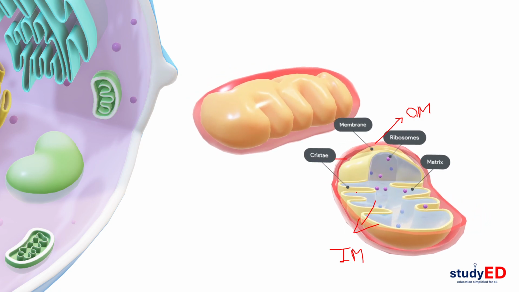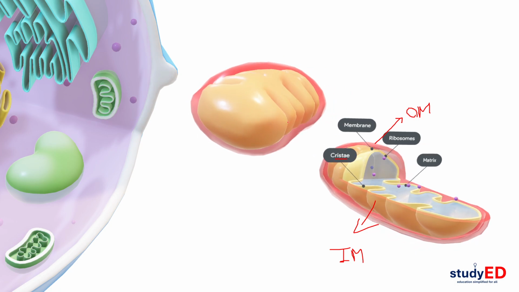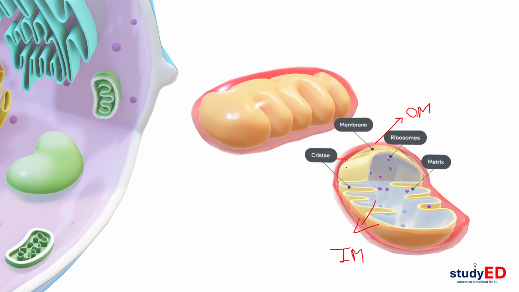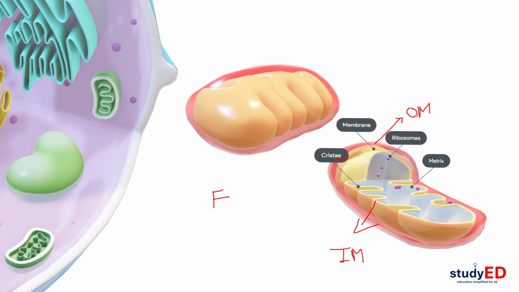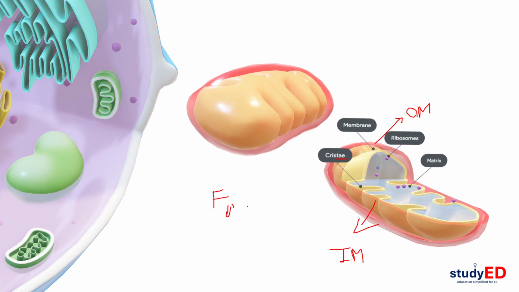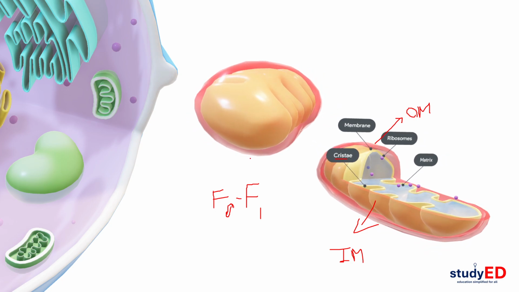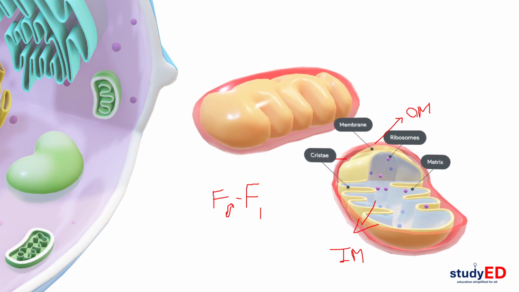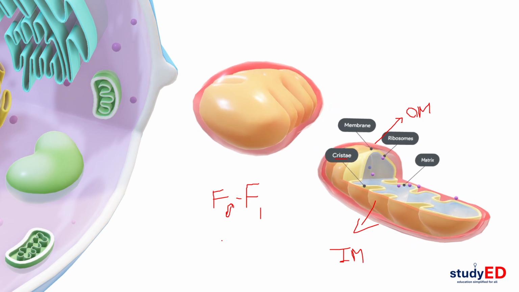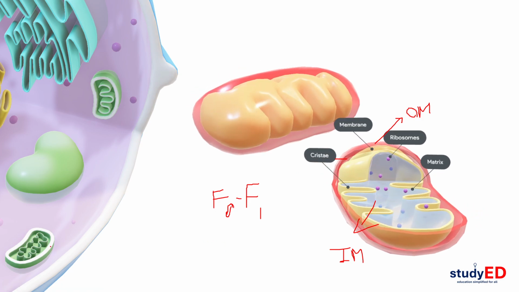Now these folds, something that's not mentioned here, contain particles called oxysomes or F0, F1 particles. These oxysomes help in respiration through mitochondria. That's the inner structure of a mitochondria. Alright, let's proceed.